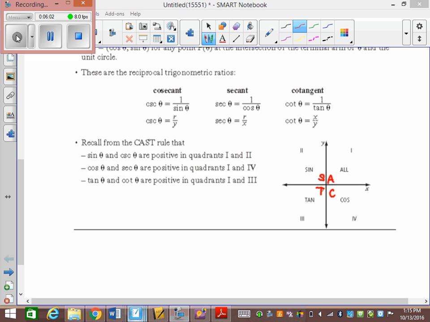So sine and cosecant work together as well. Sine's reciprocal is cosecant. Tan's reciprocal is cotan. It's easy to remember because it's tan and cotan. And then cos's is secant. Those are the reciprocals. They follow the same rules. So if cos is positive here, its reciprocal secant is positive there. If sine is positive here, its reciprocal cosecant is too. And if tan is positive here, its reciprocal cotan is positive. Okay, so they just follow the same rules. So that's just your CAST rule with the reciprocal identities added to it. You learned CAST last year. Okay.